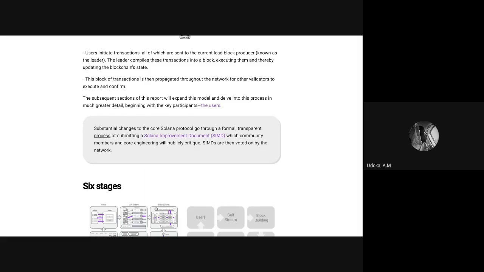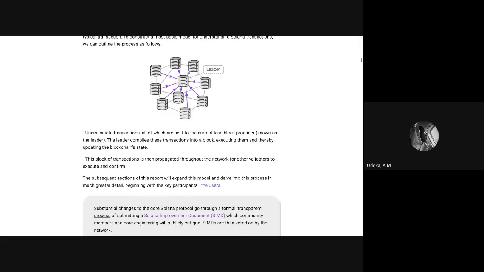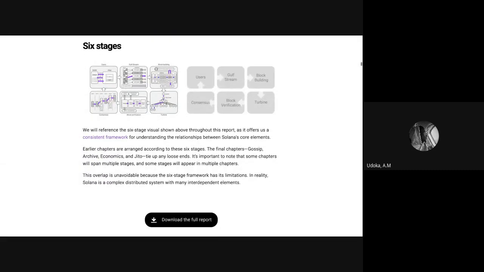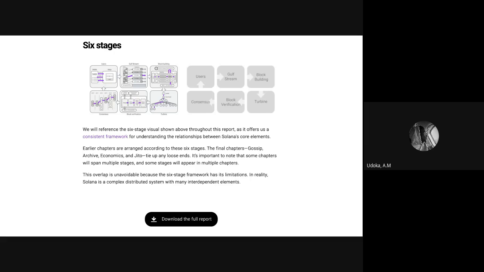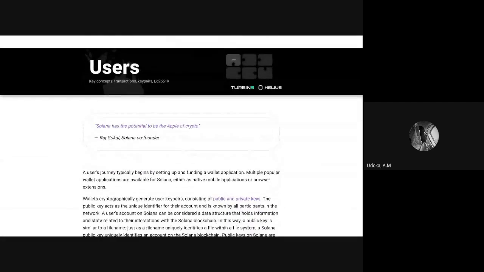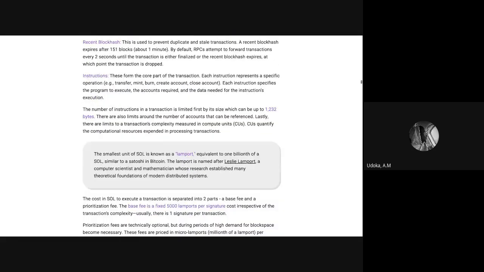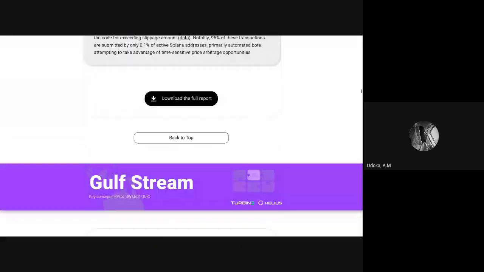So the first part of this documentation talks about the transaction life cycle, which is something I'm going to omit because that's not what we need. But I implore you to look at it. It's basically how transactions are done on Solana.